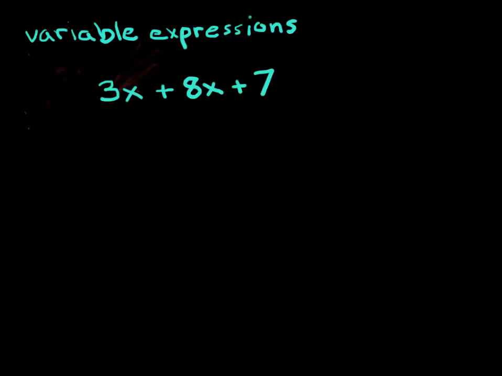This is the variable expression 3x + 8x + 7. This expression is made up of 3 terms. Terms are the parts of the expression that are added together. So in this example, I have the term 3x, I have the term 8x, and I have the term 7. Each of these is being added together.